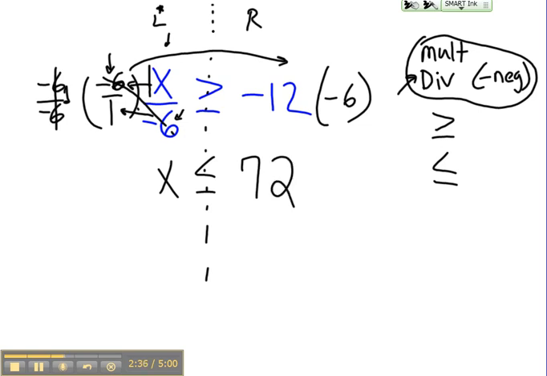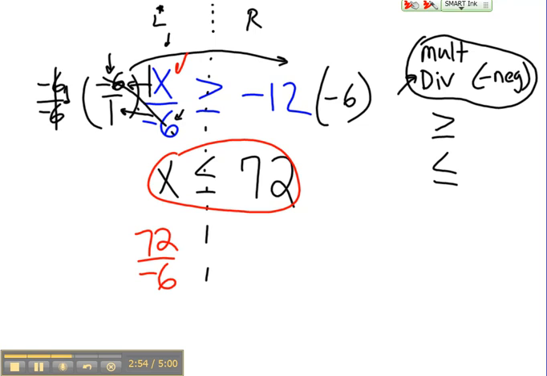Now, we're not done yet because we have to check our work, so we have to plug it back in. Since x is less than or equal to positive 72, I'll put 72 over negative 6. I'm just taking my original inequality and plugging in what I know, and I'm going to say that that is greater than or equal to negative 12. Then I just have to perform my function. I take 72 divided by negative 6, and it happens to be negative 12. And that is greater than, well, in this case, it's equal to itself. So I know I'm good, and that's how you check your work.